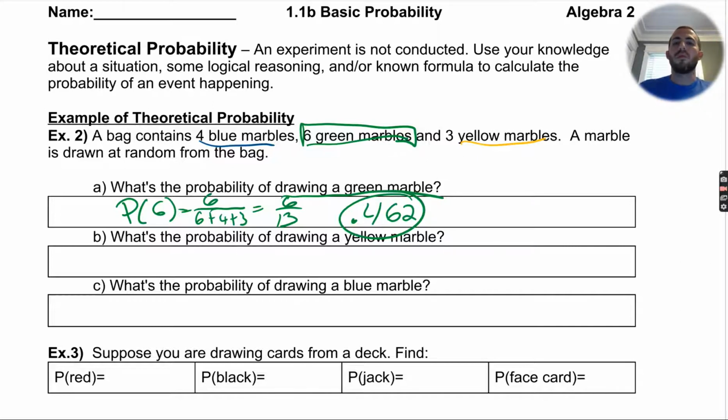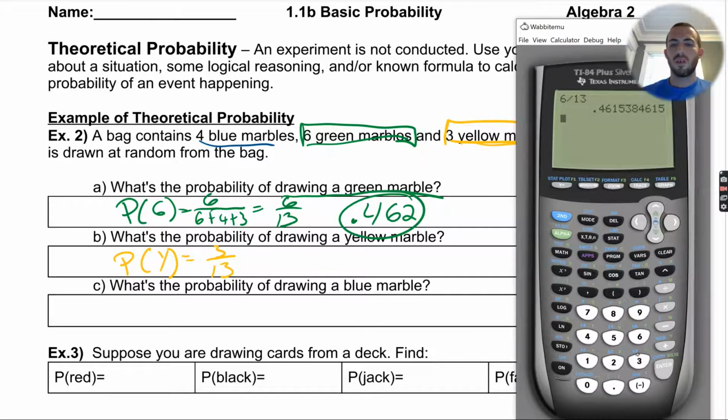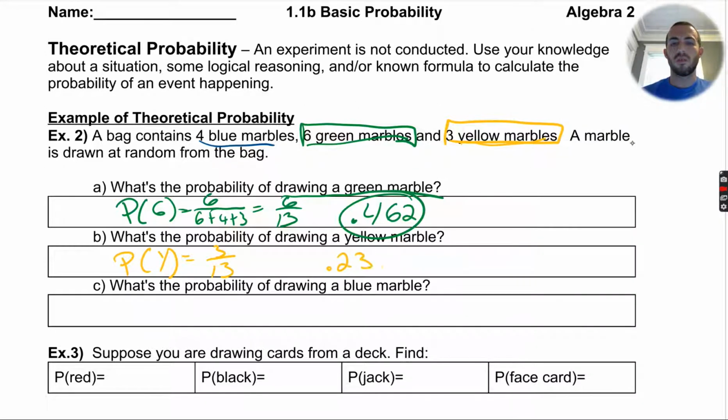Now with the second one, we want the probability of a yellow. So it tells us there's 3 yellow. So remember, that's just the notation saying the probability of pulling a yellow marble. There are 3. There's 13 marbles. So we divide. Now it's 0.2307, so that 7 rounds the 0 up to a 1. So 0.231 is the probability that a yellow marble is pulled.